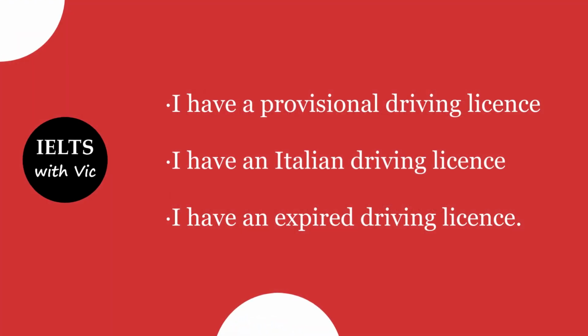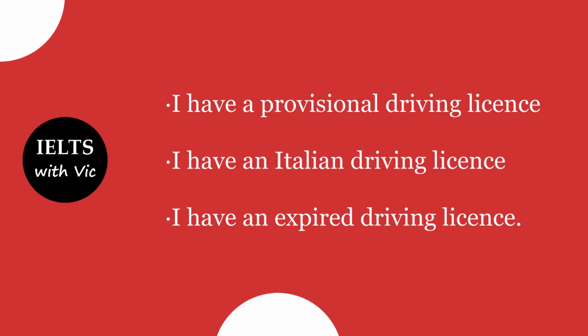So personally, I would begin my answer by saying, yes, I have a full UK driving licence. You may have noticed that I added UK there, before driving licence. In English, we tend to add the modifying information before the words driving licence. For example, I have a provisional driving licence. I have an Italian driving licence. I have an expired driving licence.